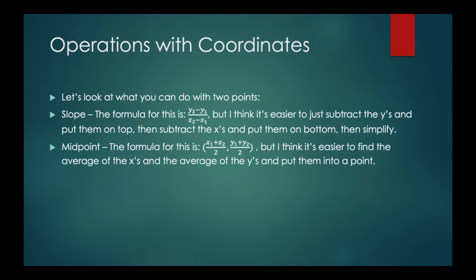I think it's easier to think of midpoint as the average. So you would find the average of the x's, which is by adding them up and dividing by 2, the average of the y's, add them up and divide by 2, and then put them into a coordinate. So average of x's, comma, average of y's. I think it can be easier to think of it this way, and it makes it easier to try to do this in your head as well.